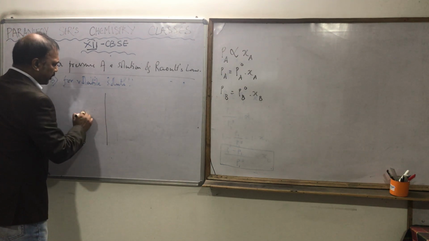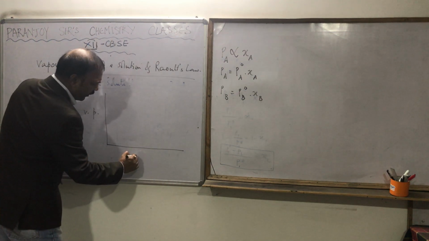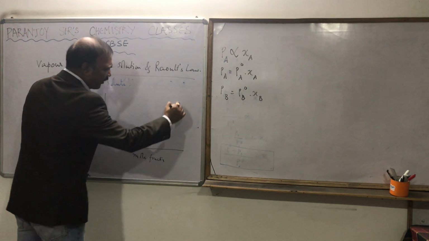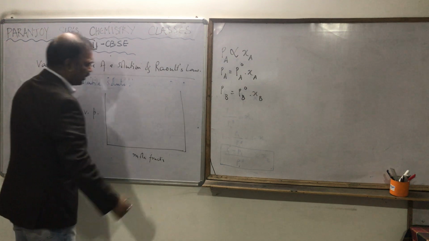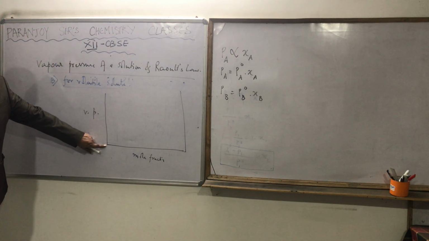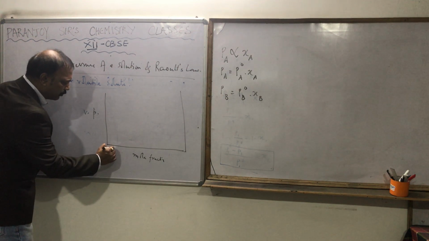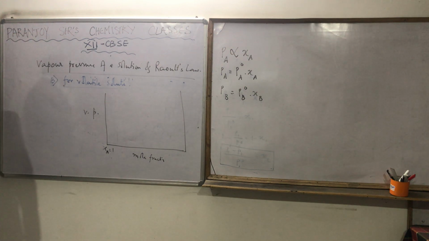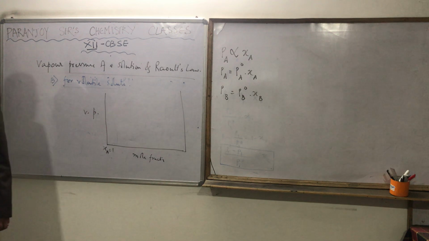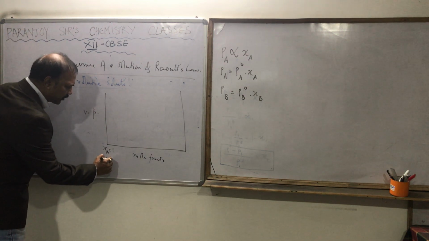In this direction we are plotting vapor pressure, and in this direction we are plotting mole fraction. In the x-axis we are plotting mole fraction, and in the y-axis vapor pressure. Suppose at this point the mole fraction of A is equal to 1. What is the physical significance of this? That we are talking of pure A. There is no B, so the mole fraction of B is equal to 0.